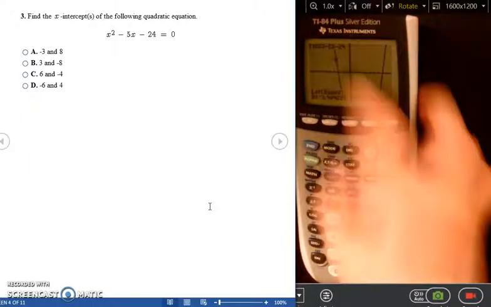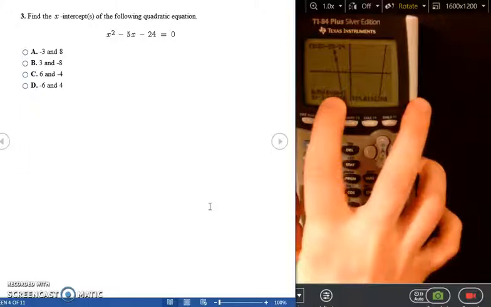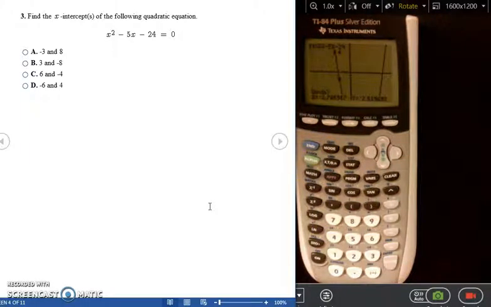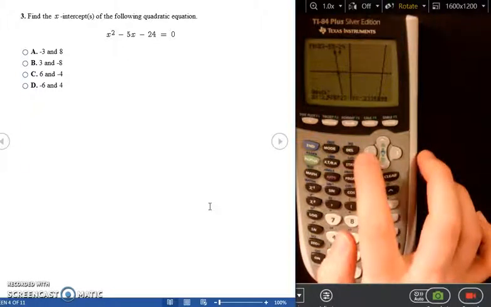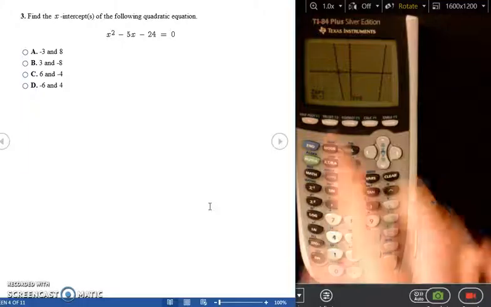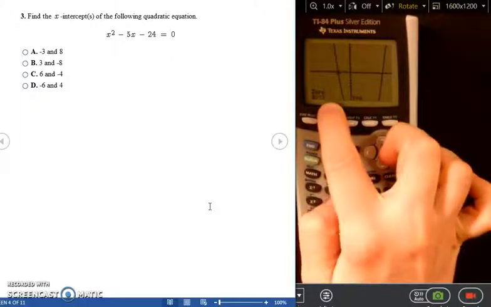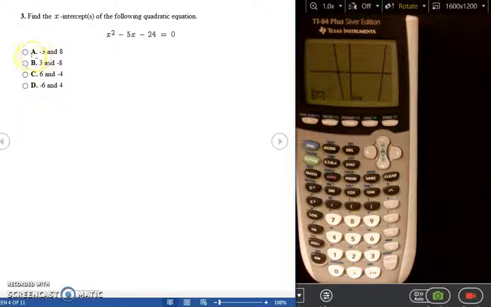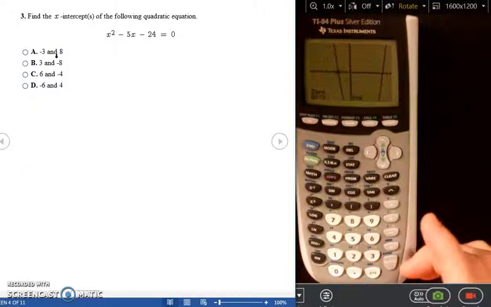So it is now, and I press enter and it asks what's the right bound. So that means I'm going to move it to the right side of the x-intercept and press enter. And then guess means just to move it as close as I can to the x-intercept, press enter. And there it tells me that that first x-intercept is -3. So the only answer here that has -3 in it is A, but I just want to make sure I didn't make any mistakes, so I'm going to check the other x-intercept and hope that it is 8.